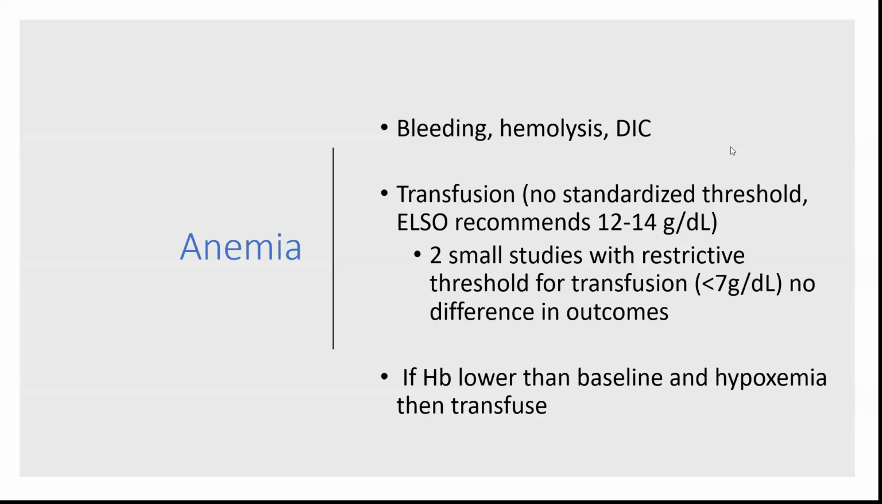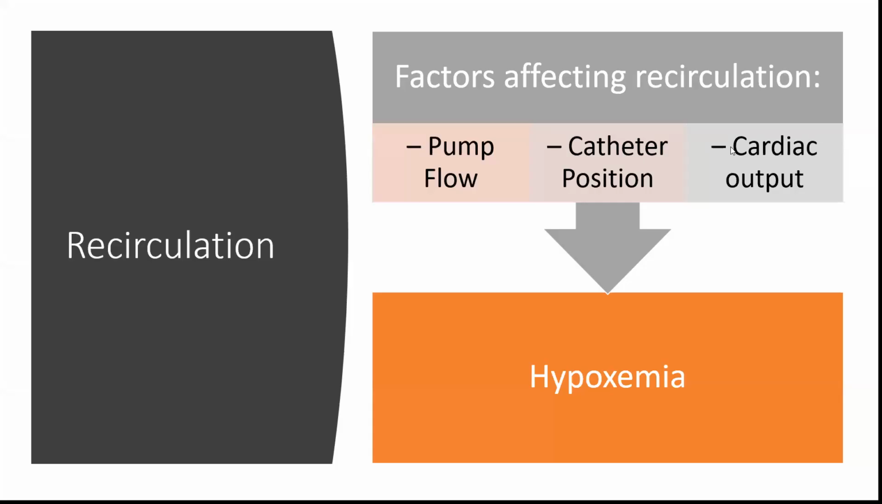So when we're talking about anemia, we said bleeding, hemolysis, DIC. There's no transfusion threshold in ECMO patients. It also actually says keep them 12 to 14. There have only been small studies that show there's no real benefit to that, but they're very small. So the general guideline is keep the patient at their baseline. So if someone lives at a hemoglobin of 10 and they're at 8 and you have signs of a DO2 to VO2 mismatch, get them back up to their 10, okay, if they're hypoxic.